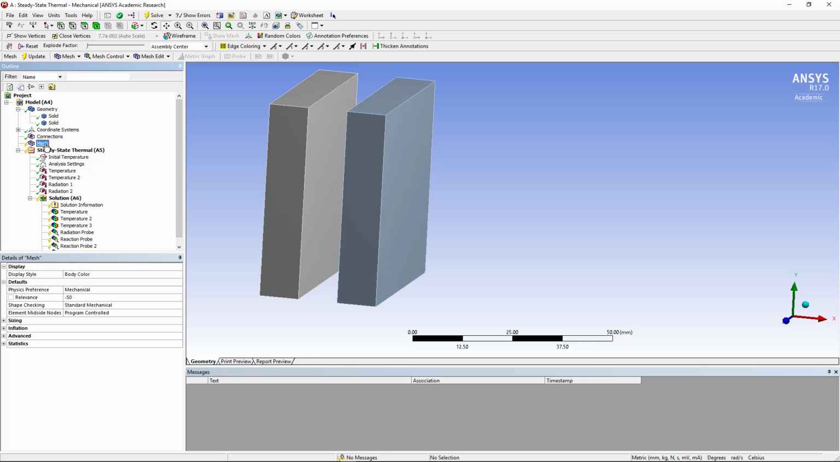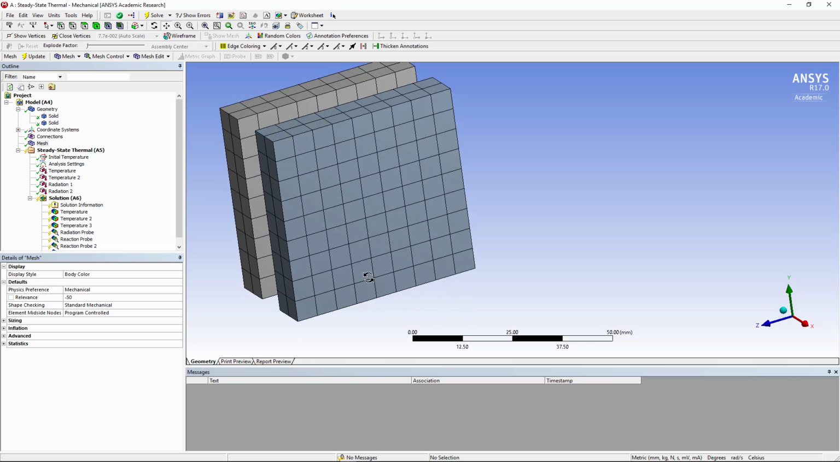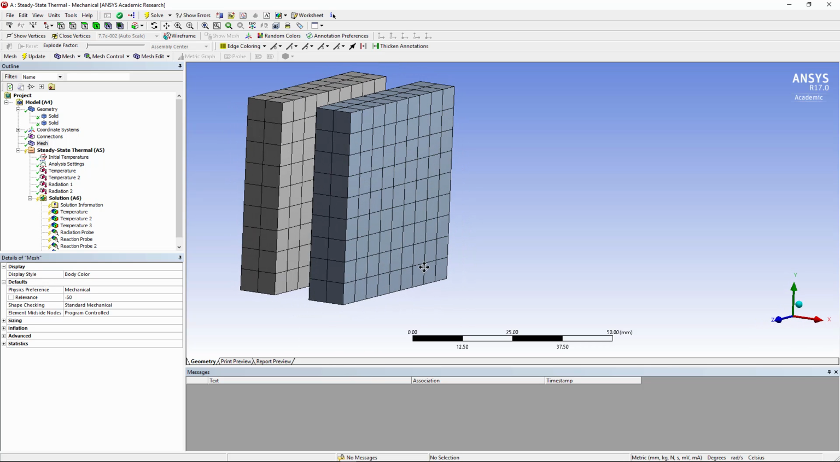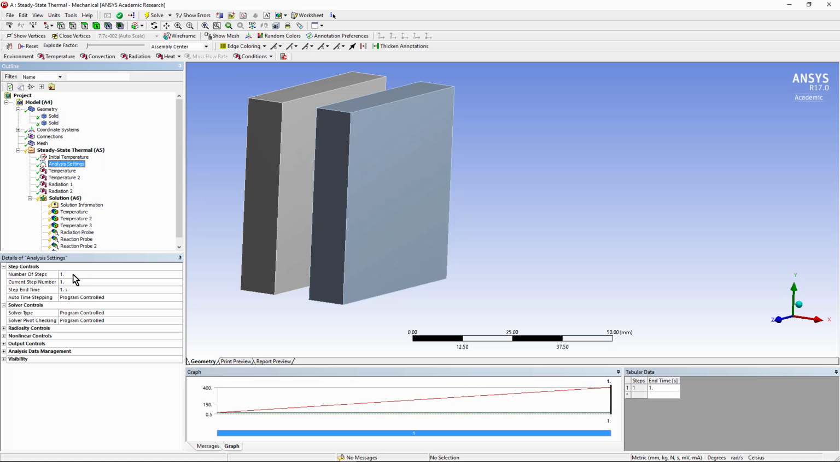We're going to use simple meshing with the relevance turned down. Let's right click and generate a mesh. Here now is a simple mesh, and since it's a thermal model, there'll be thermal elements. For an initial temperature, let's assume room temperature, that's the default. In our analysis settings, we have just one load step, and everything is at default.